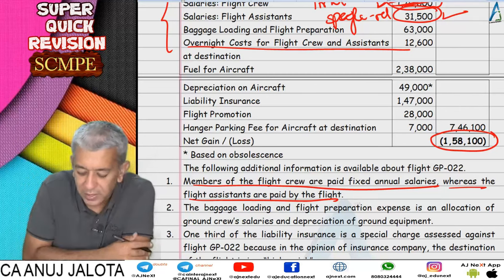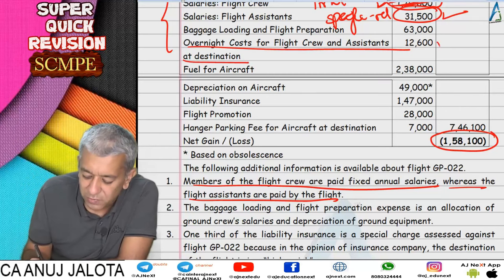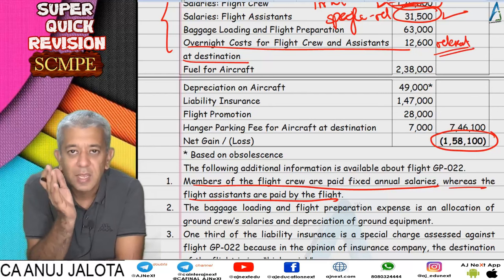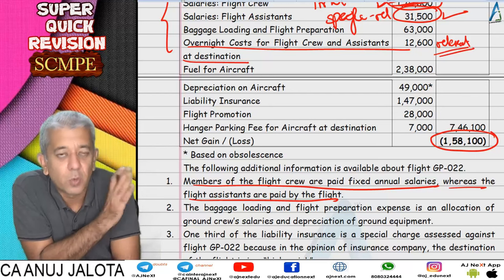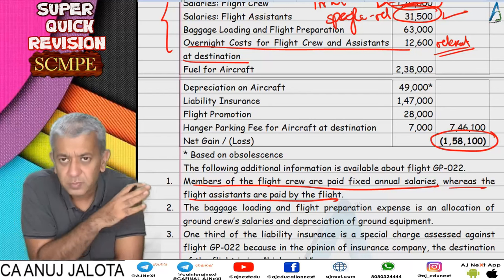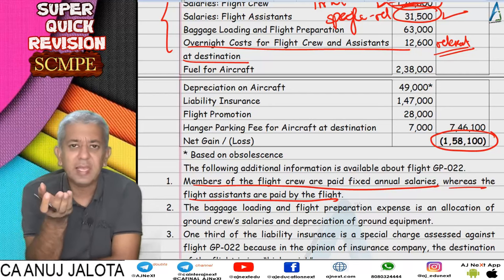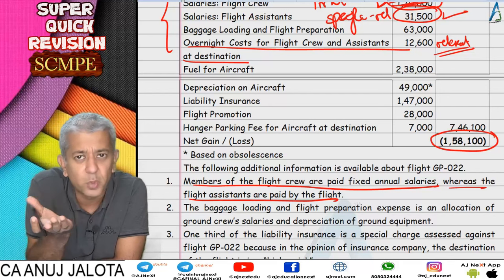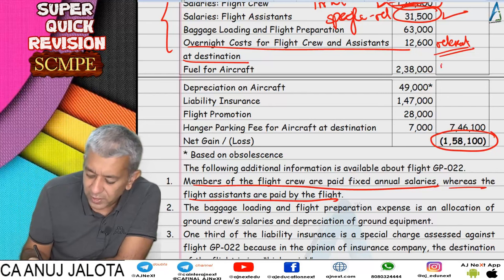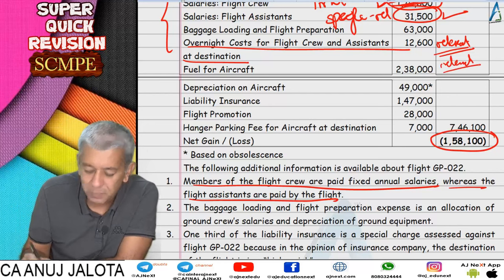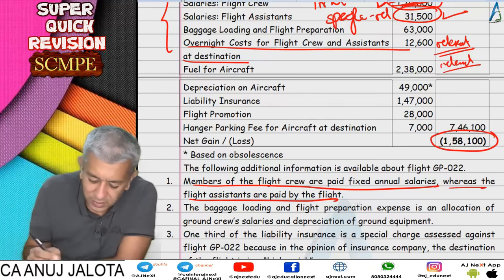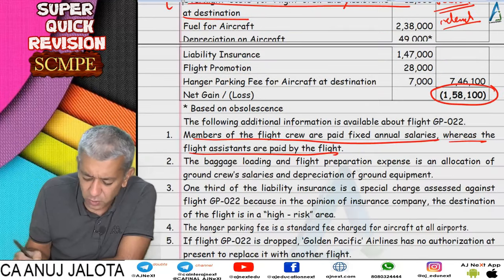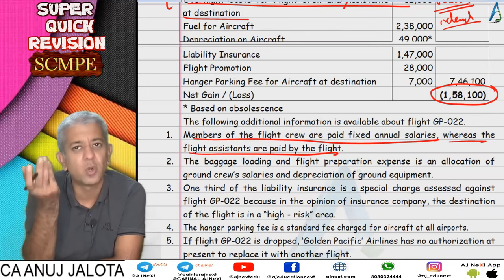Overnight cost for flight crew and assistants at destination. Obviously, this will be a relevant cost, because in any case, if the plane goes, then these guys will go there. They will be staying at Leh. Leh is not their hometown. All the hotel cost, etc., has to be borne by the company. Fuel for the aircraft will obviously be relevant. The plane will fly, so fuel cost will be relevant. Depreciation in any case is an irrelevant cost here, so don't talk of depreciation. It is not even a cash expense.